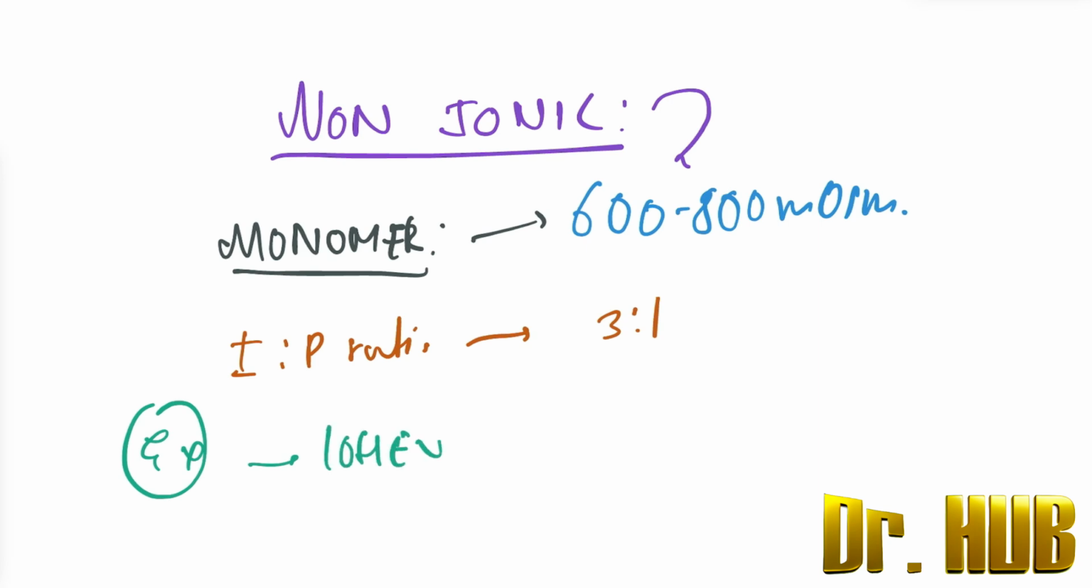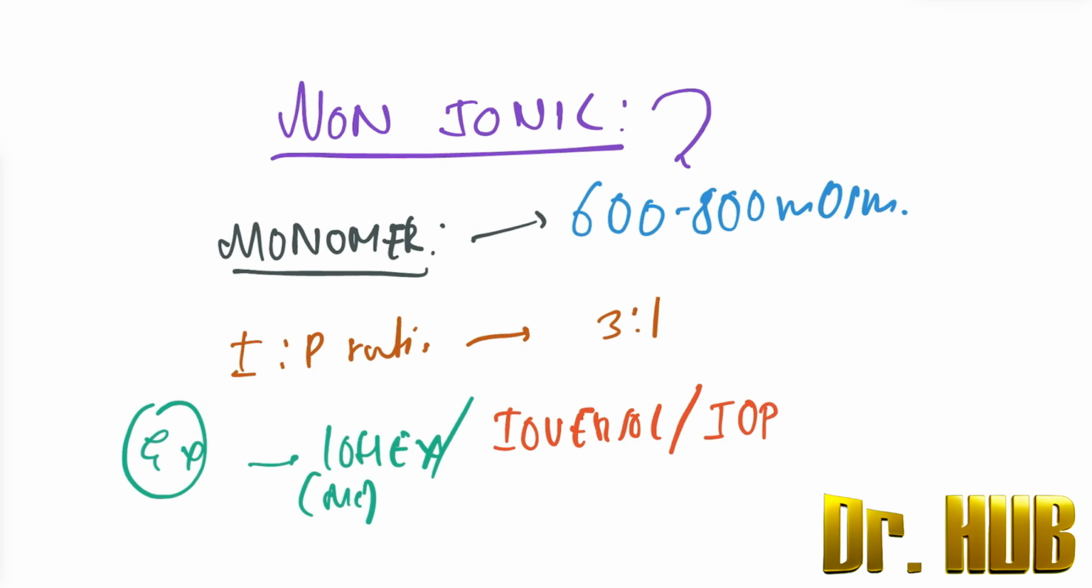Iohexol is the most commonly used. Then there is ioversol, which is also used. Then iopamidol. Iopamidol is also a commonly used monomer.